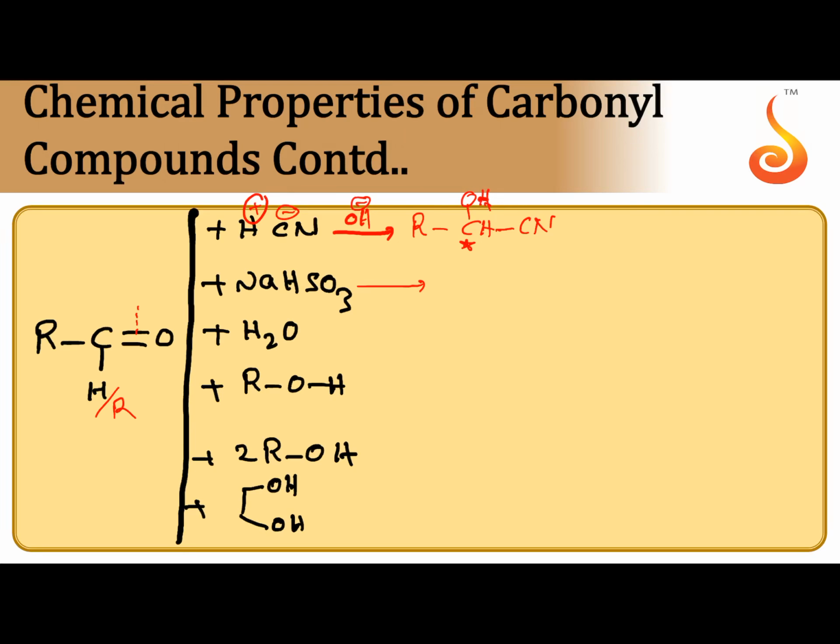Next, sodium bisulfite, same process, RCH(OH)SO3Na. Aldehyde sodium bisulfite salt is obtained. When water is added, RCH with OH on the other side and one more OH. So OH goes to carbon, the other H of the H2O goes to oxygen. Gem diol is obtained. Gem diol is highly unstable. Dehydration takes place to give back the aldehyde.